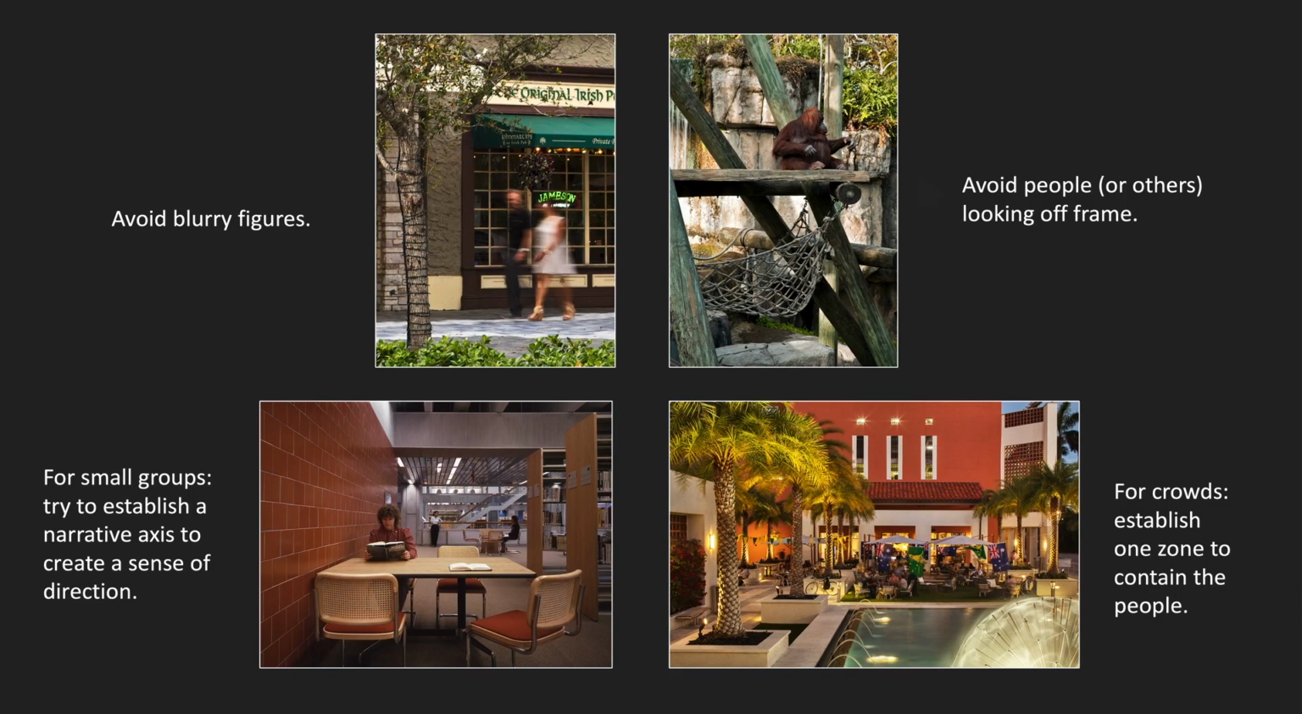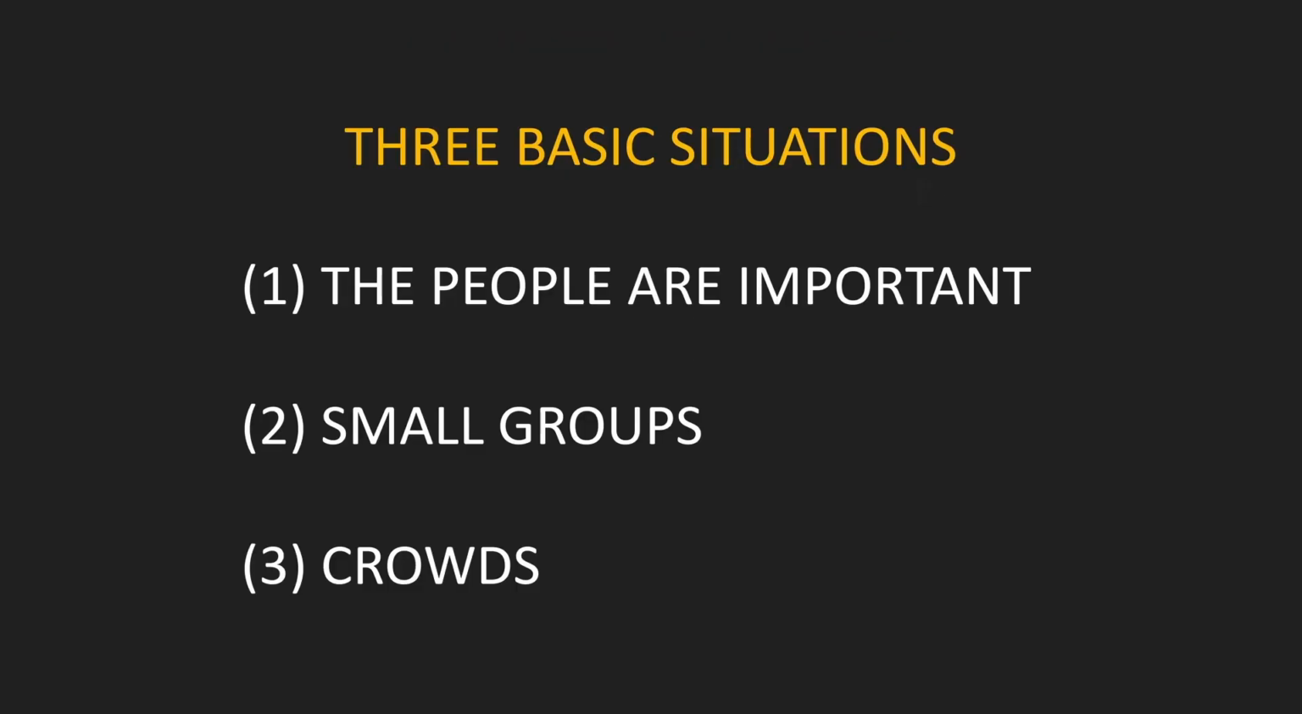And if you have small groups, and we're going to go into all of these, try to establish a narrative axis to give a sense of direction to the image. And then we're going to look at what happens if you have crowds, which are uncontrollable, and how you can try to establish them within one zone. So let's look at all of these.